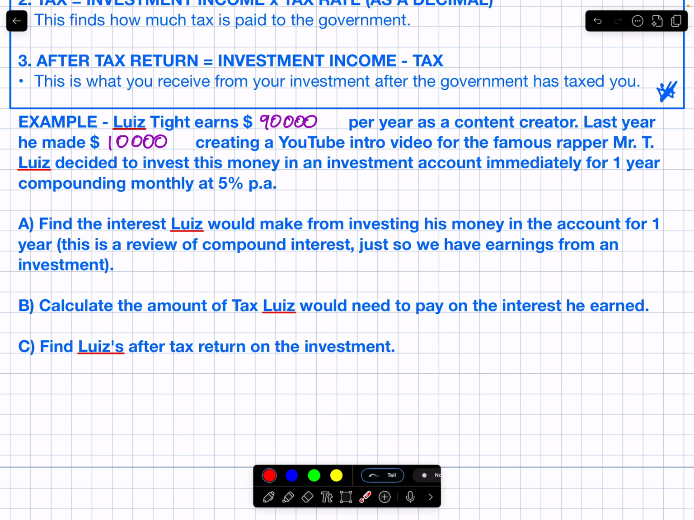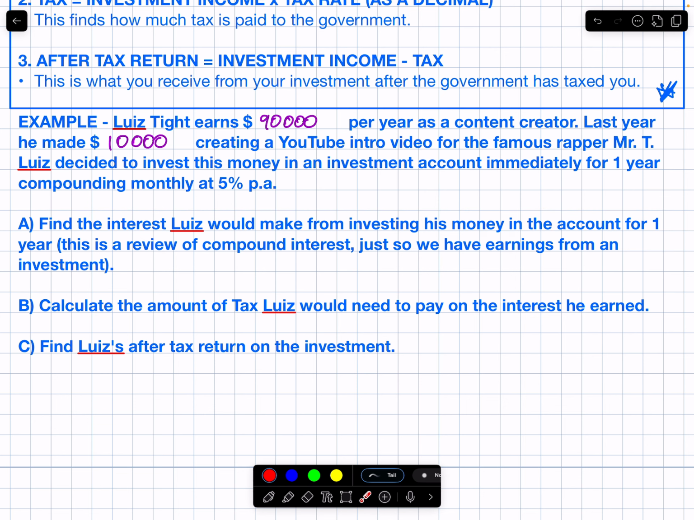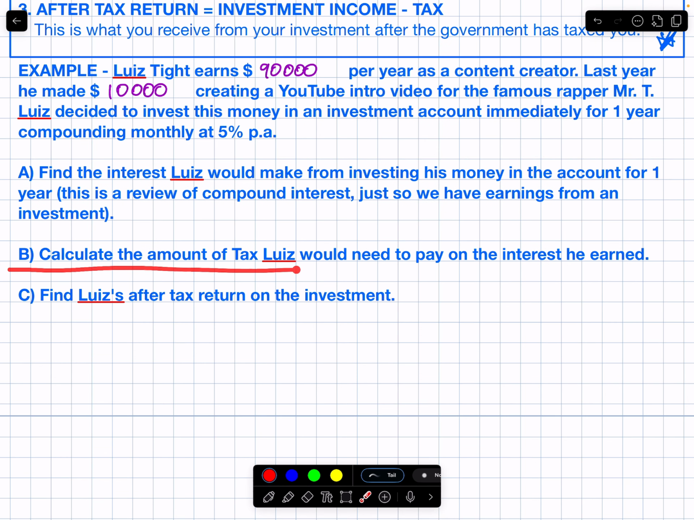So this is similar to the question type you'd find in the test where you have to have an investment that earns interest and then you're going to tax that after. So this part A is just for us to have earnings for an investment. It's not tax yet. Part B, calculate the amount of tax Louise would need to pay on the interest he earned and find Louise's after-tax return on the investment. So for the purposes of the video, can you get the example down, please?